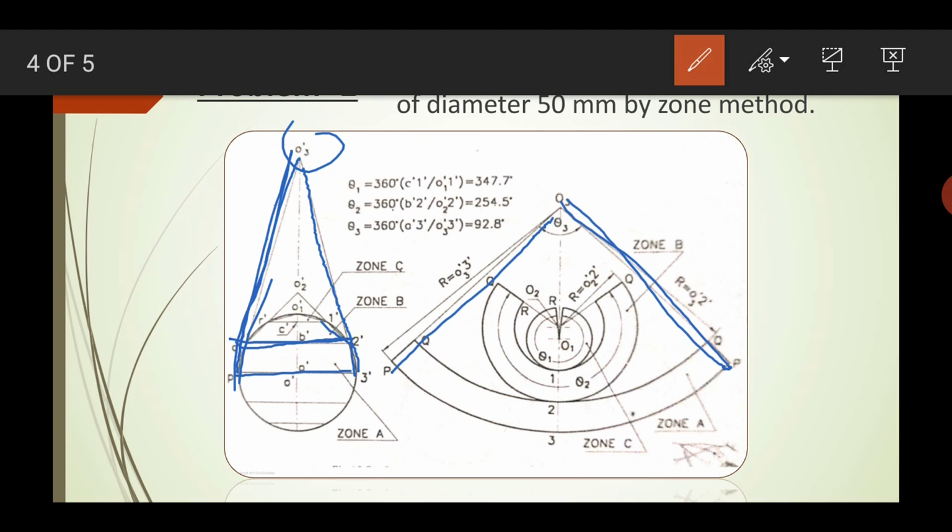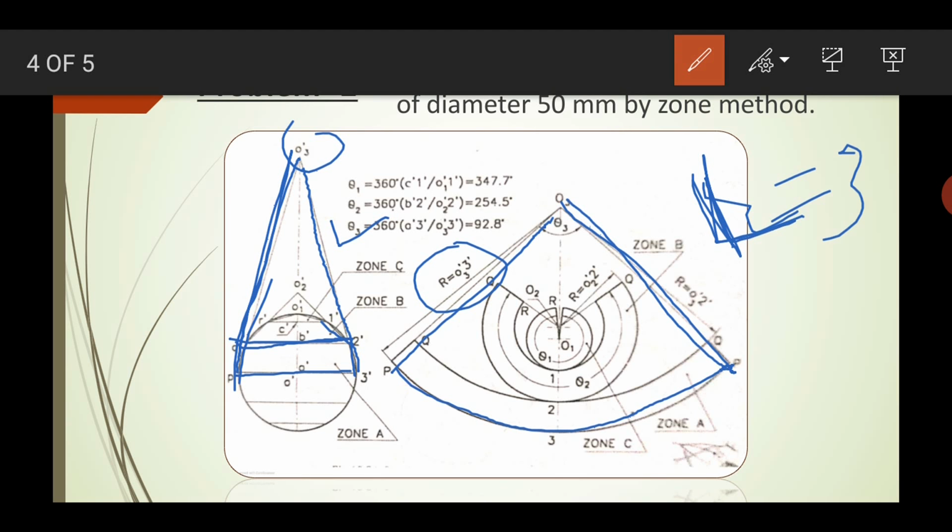When the triangle is opened, you have to measure the side length O3 dash and 3 dash. O3 dash and 3 dash will be the length, and there will be a calculation. There will be theta 1, theta 2, theta 3, and here it is theta 3 because we are using O3 dash. So here we are finding the length.